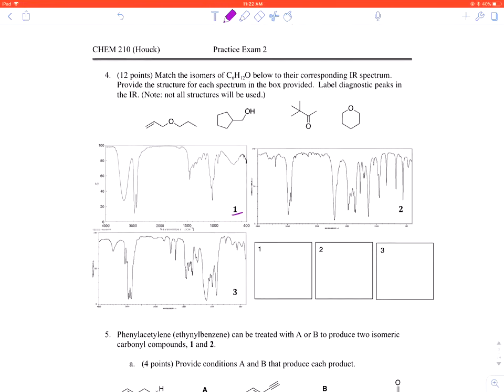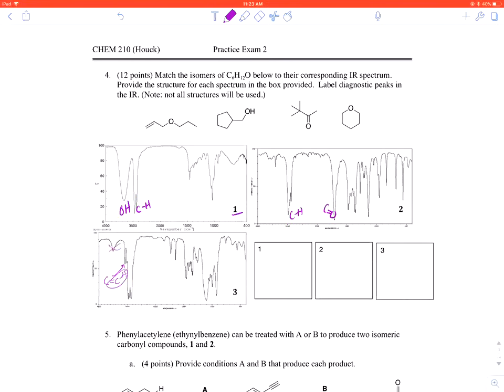So for compound 1, we definitely have an OH stretch here. We have some CH stretching for alkanes. Everything else is irrelevant. Then we have the CH alkane stretching, not important. We have a CO double bond stretch here. In the third one, we have this peak here, which would be the CH stretching of an alkene, and that's important to note.